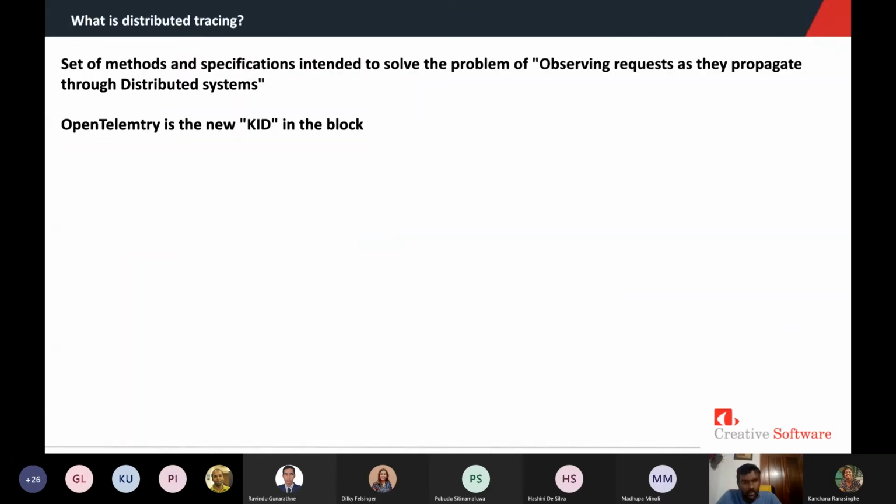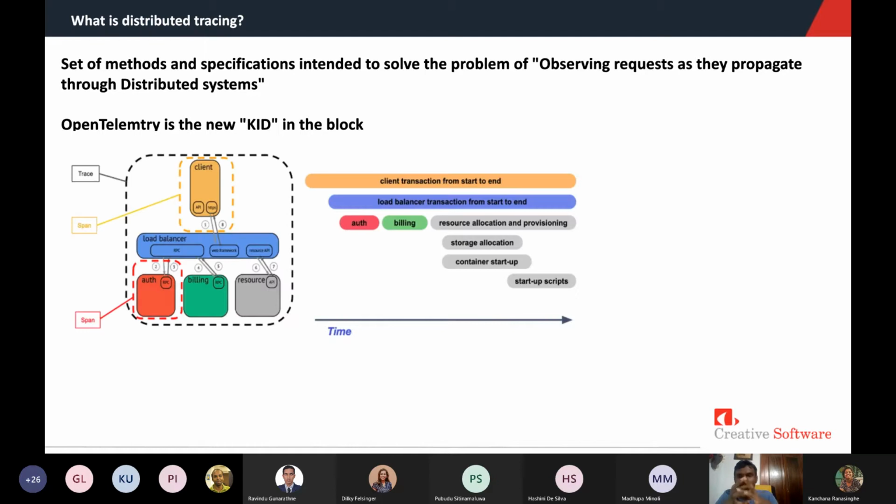That's the problem that distributed tracing will help us to solve. As we move on, we can see it's not a silver bullet, but it will help you address most of these problems and give you better ground to stand on and be confident in your system. So now let's look at what distributed tracing is and some of the concepts around distributed tracing.